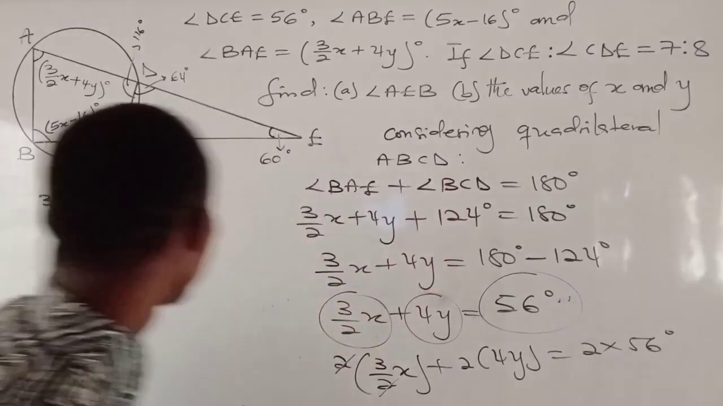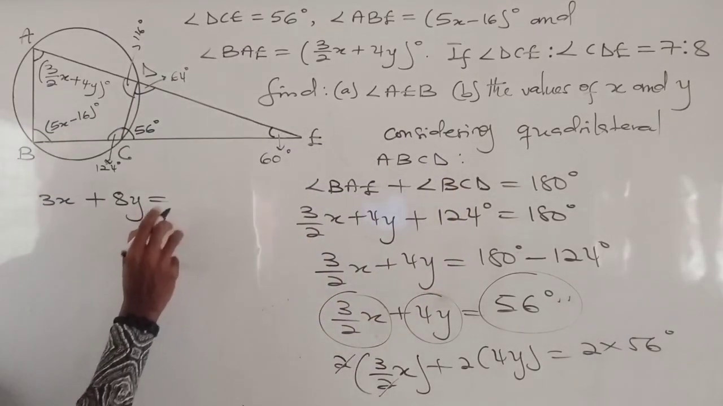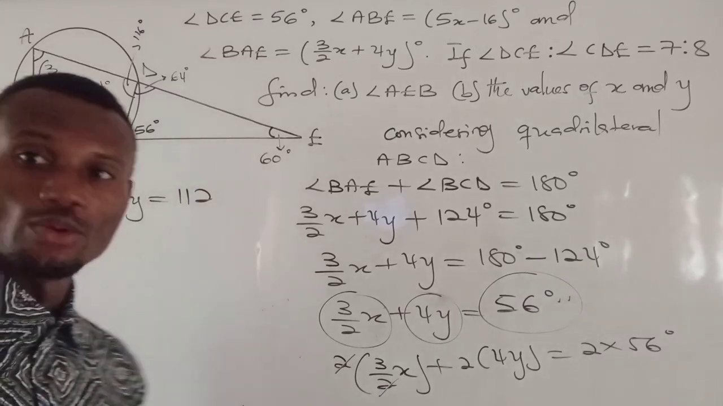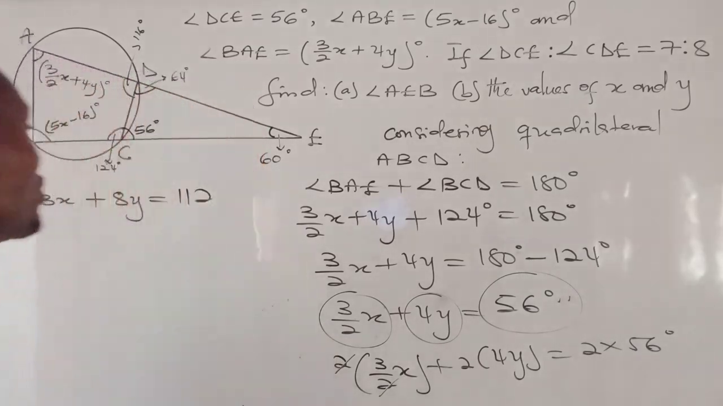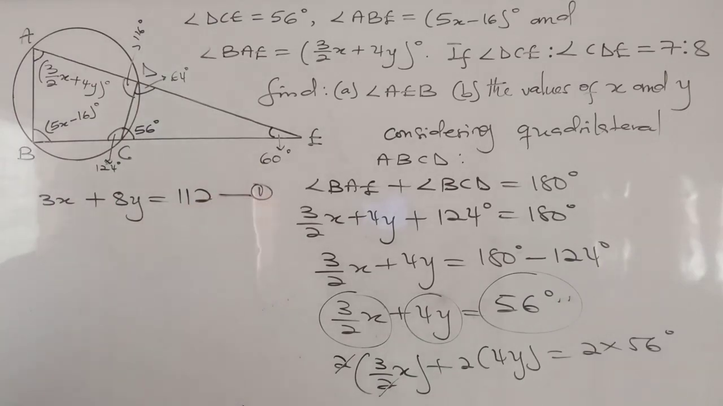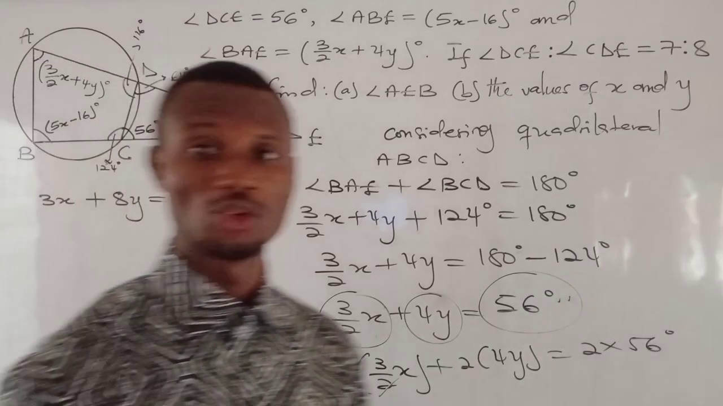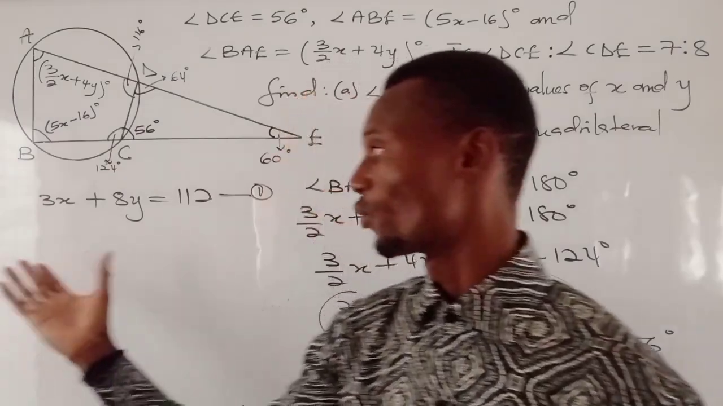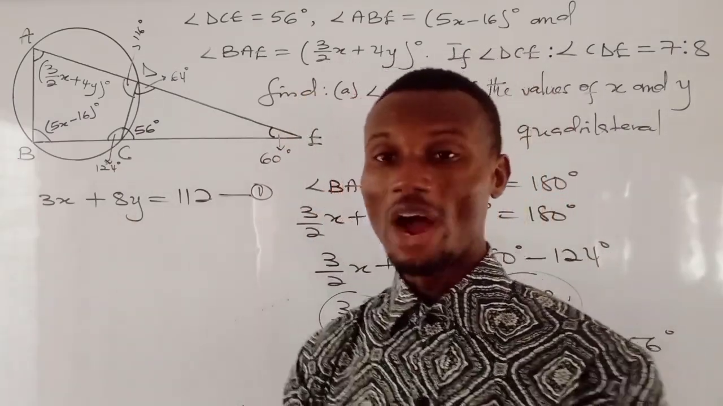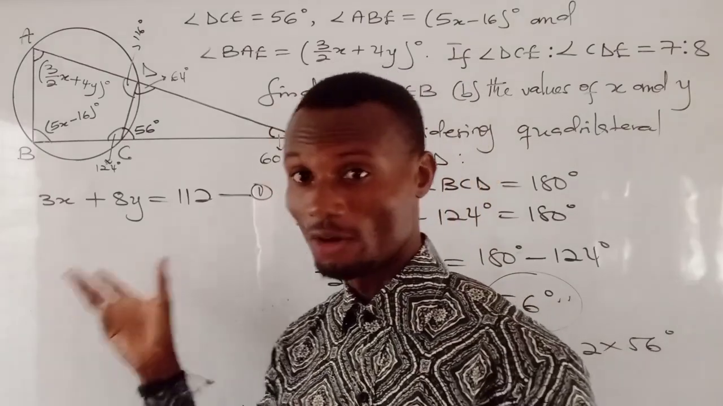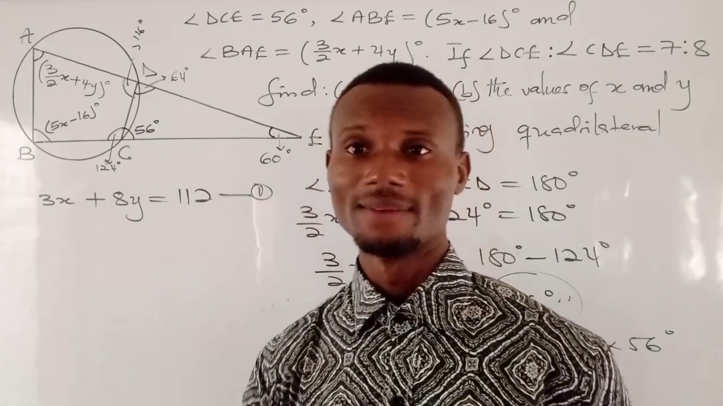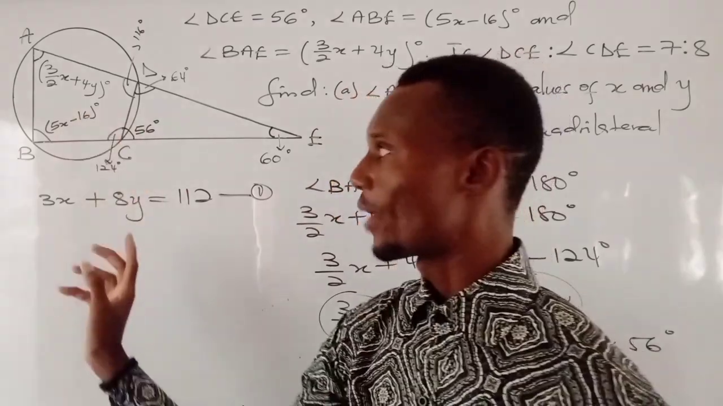Okay, so I have my 3s plus 8y equals to 112. I hope you understand and you agree with me up to this point. So I'm going to now label this one as equation 1. I hope you agree with me. We are labeling it as equation 1 because we have 2 variables in this equation. Until we know one of the variables, we cannot proceed to solve for any of the variables. So we label it as equation 1. Let's proceed and do the other one also.